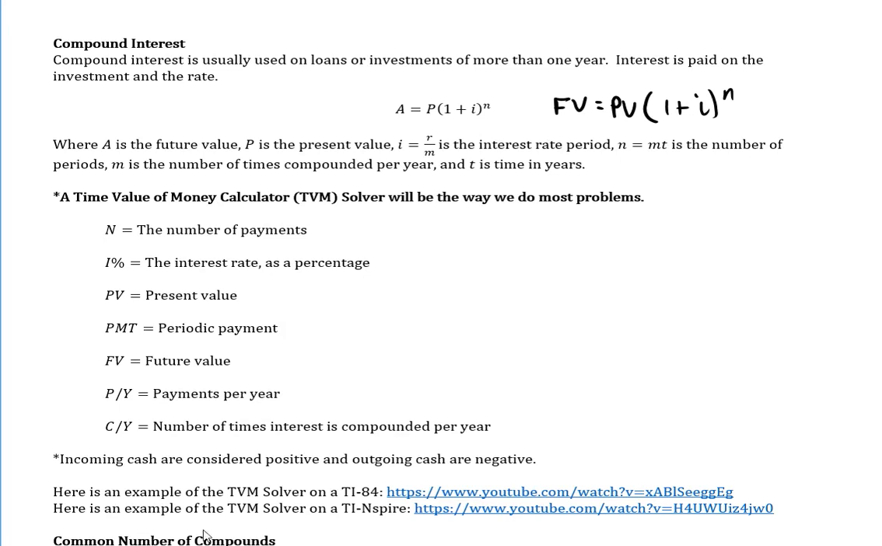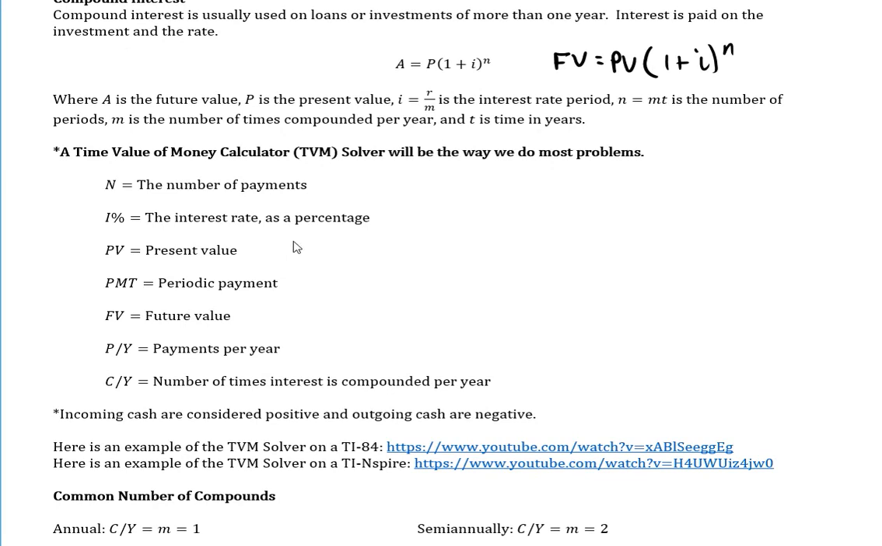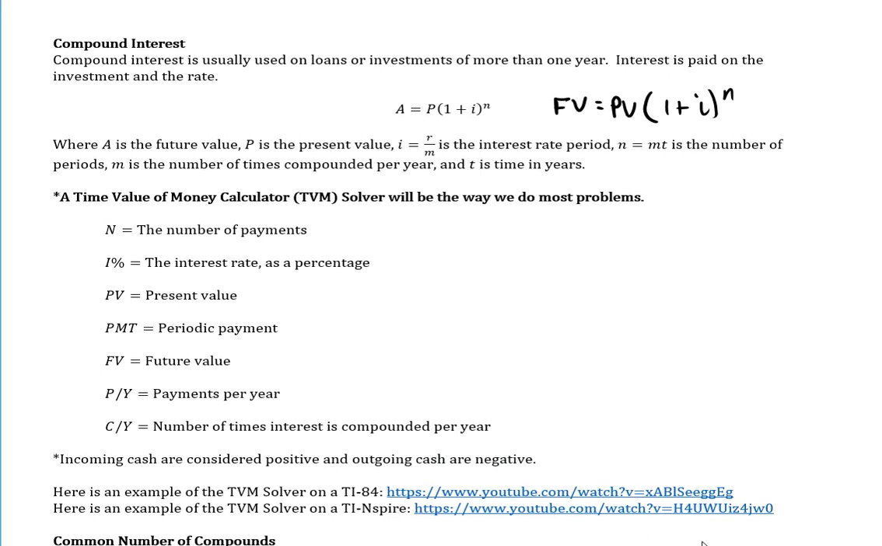Let's break down what all this is. In a TVM Solver, the function in the calculator will open up and give us all these different variables. They are a comparison to what we have in our simple interest and compound interest formulas. Let's not go top to bottom; let's just make a note of this. The present value, PV, is the present value. This is also, again, what they might call the principal.